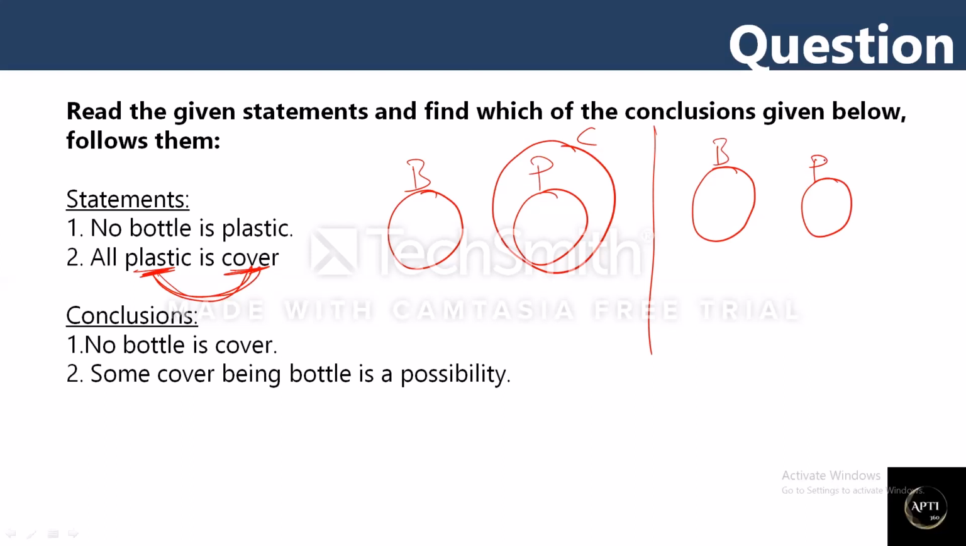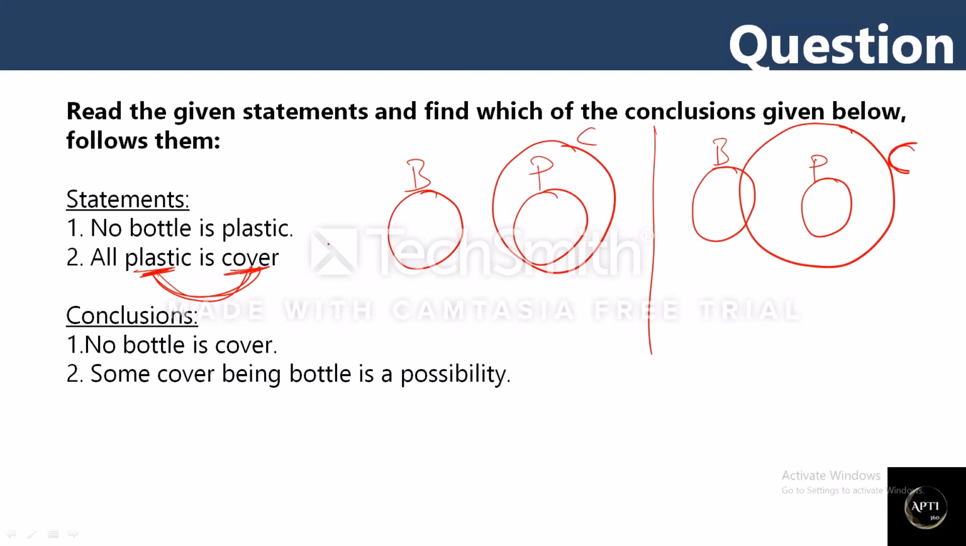Now, no bottle is plastic in the maximum case is the same, but when you take the second statement, all plastic is cover, all plastic is cover means, can I draw like this? Can I draw like this? All plastic is cover, this big circle is cover. Now even if you observe the maximum case, both conditions are satisfied.